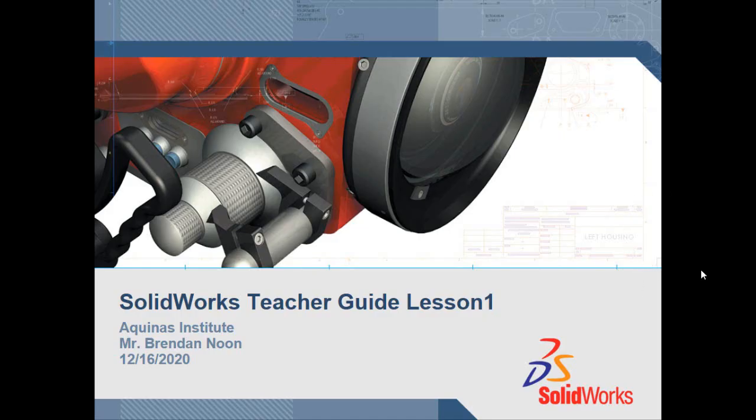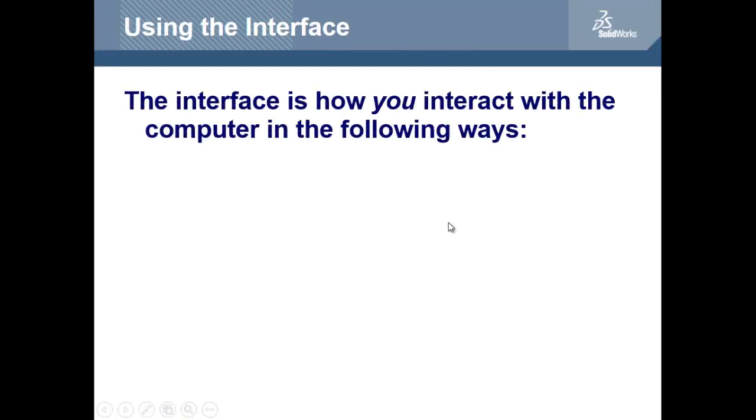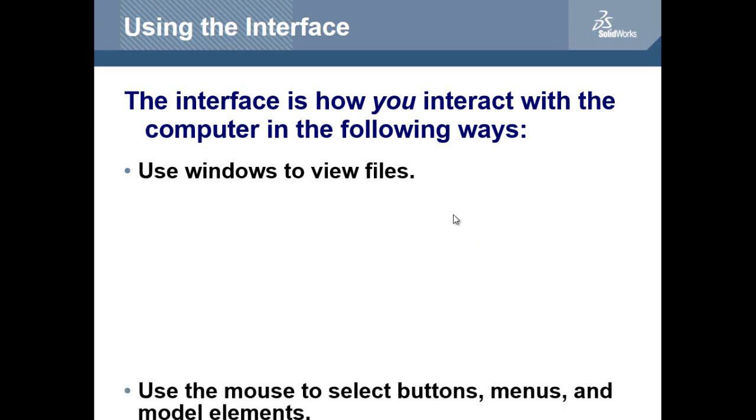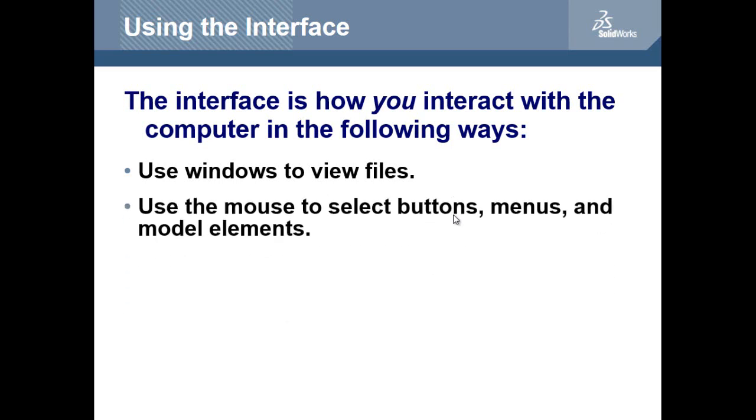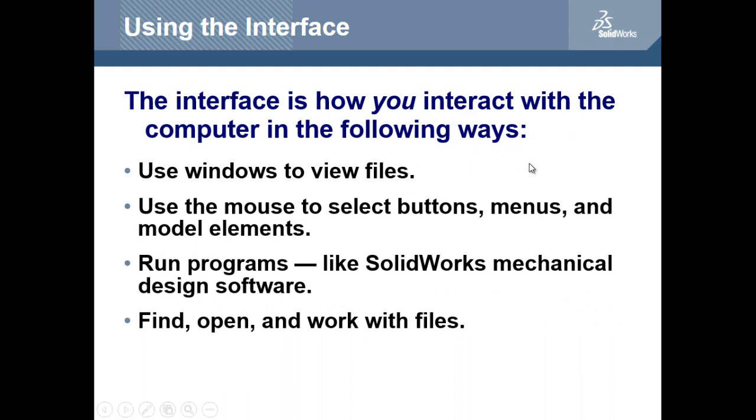Our first lesson is going to be just getting used to the interface for SolidWorks. The interface is how you interact with the computer in the following ways. Use Windows to view files. Use the mouse to select buttons, menus, and model elements. Run programs like SolidWorks mechanical design software. Find, open, and work with files. Create, save, and copy files.